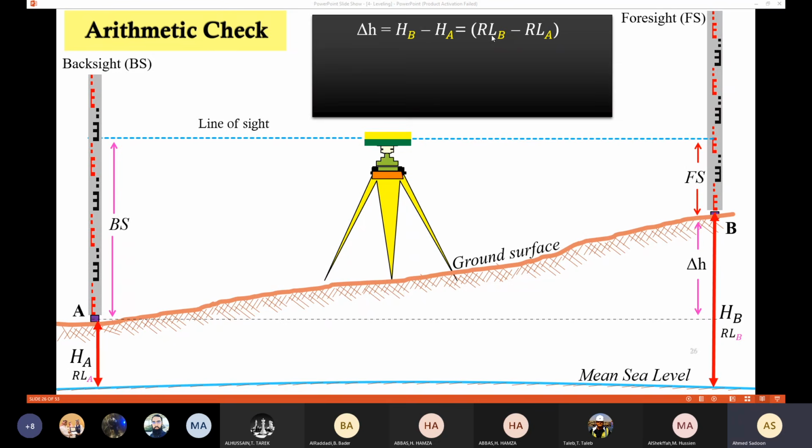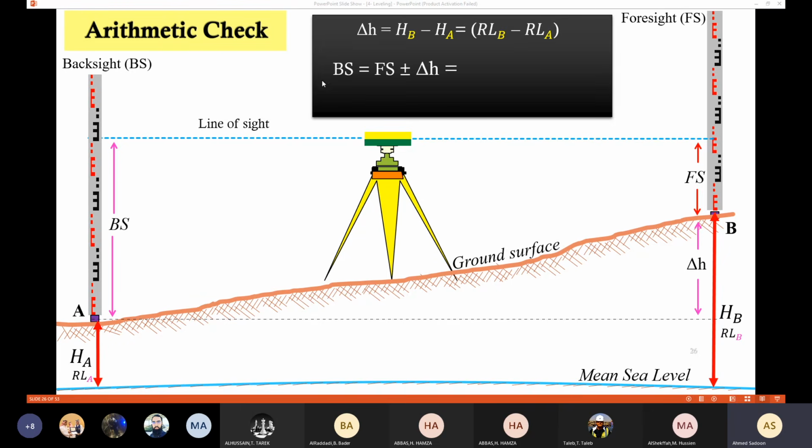Remember, we introduced to you the reduced level. The reduced level is the elevation of the point, or the height of the point with respect to the MSL, the distance from here to here. So you could say that delta H is HB minus HA, or the reduced level of point B minus the reduced level of point A.